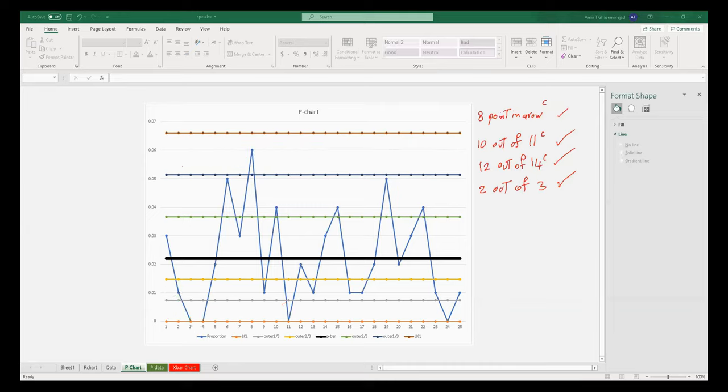And the next point, what is the next bullet? 4 of 5 consecutive points in the outer two-thirds region between the center line and one of the control limits. So let's check that. This is the outer two-third, and we want 4 out of 5 consecutive points.